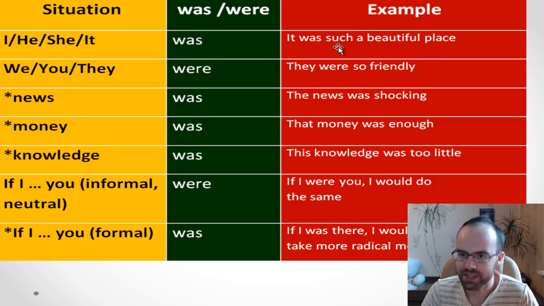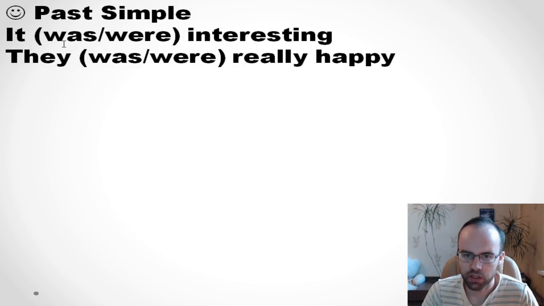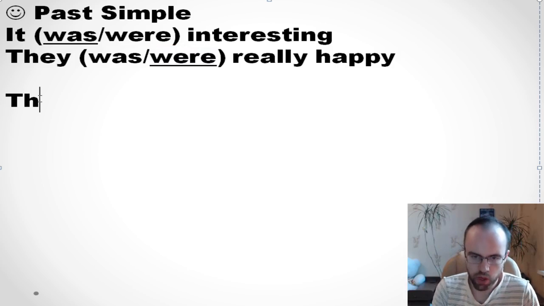Look, it was such a beautiful place. We use was with he, she, it. They were so friendly. We use were with we, you, they. Okay, you see, it's a short test. You need to choose the correct answer. It was interesting, right? They were really happy. Okay, one more.